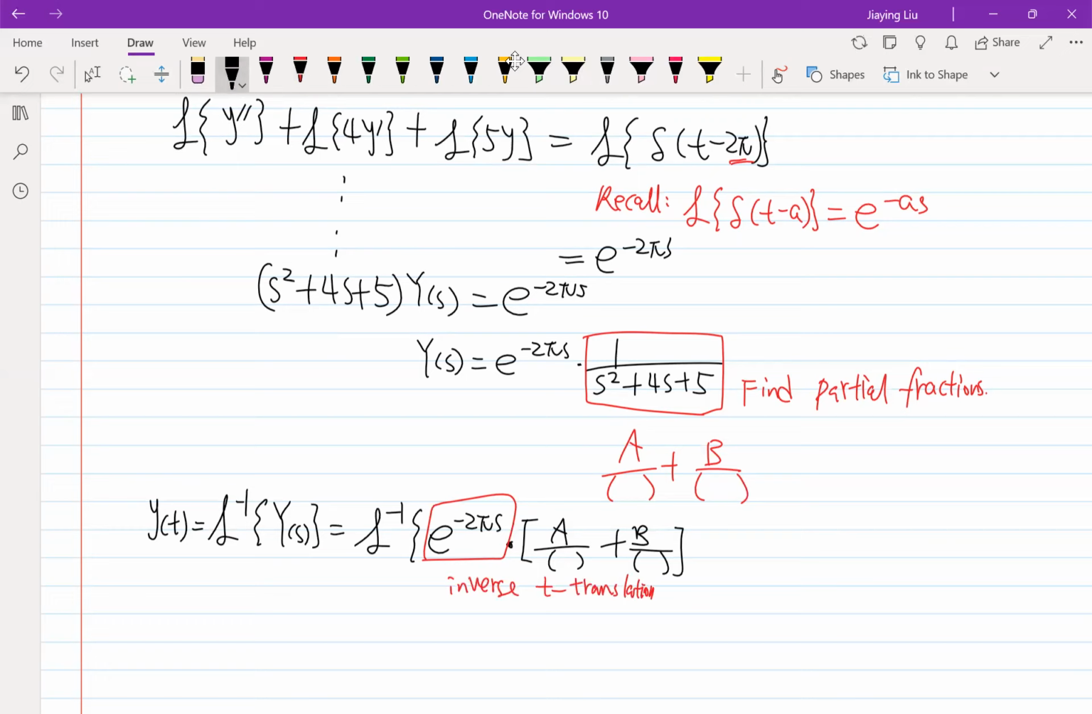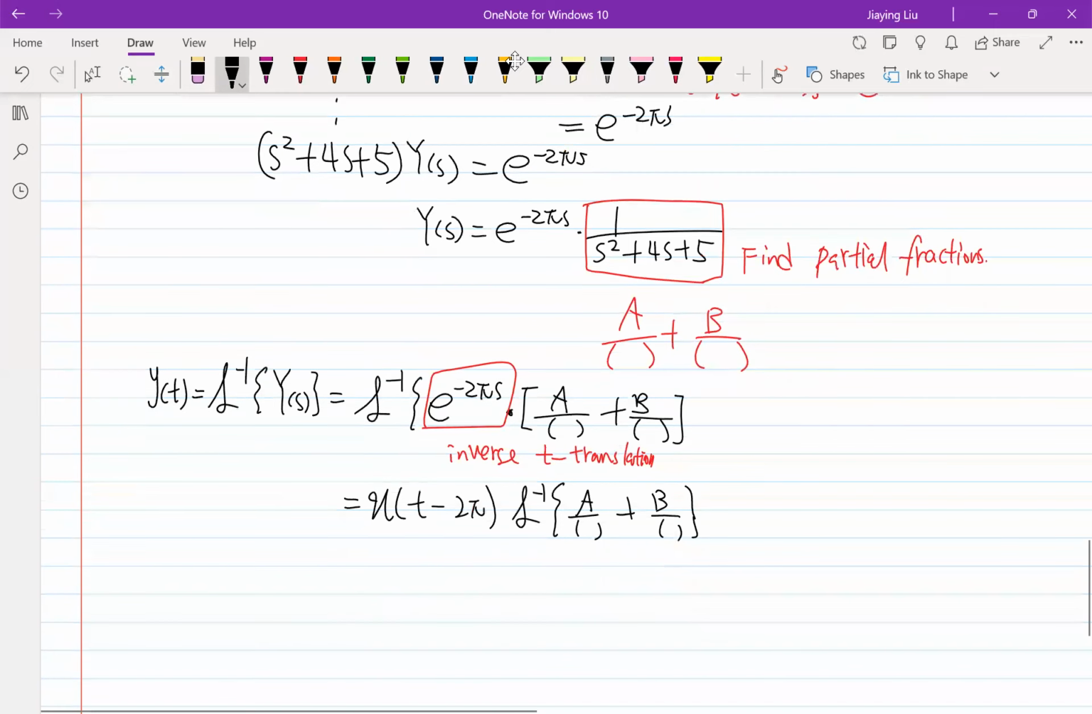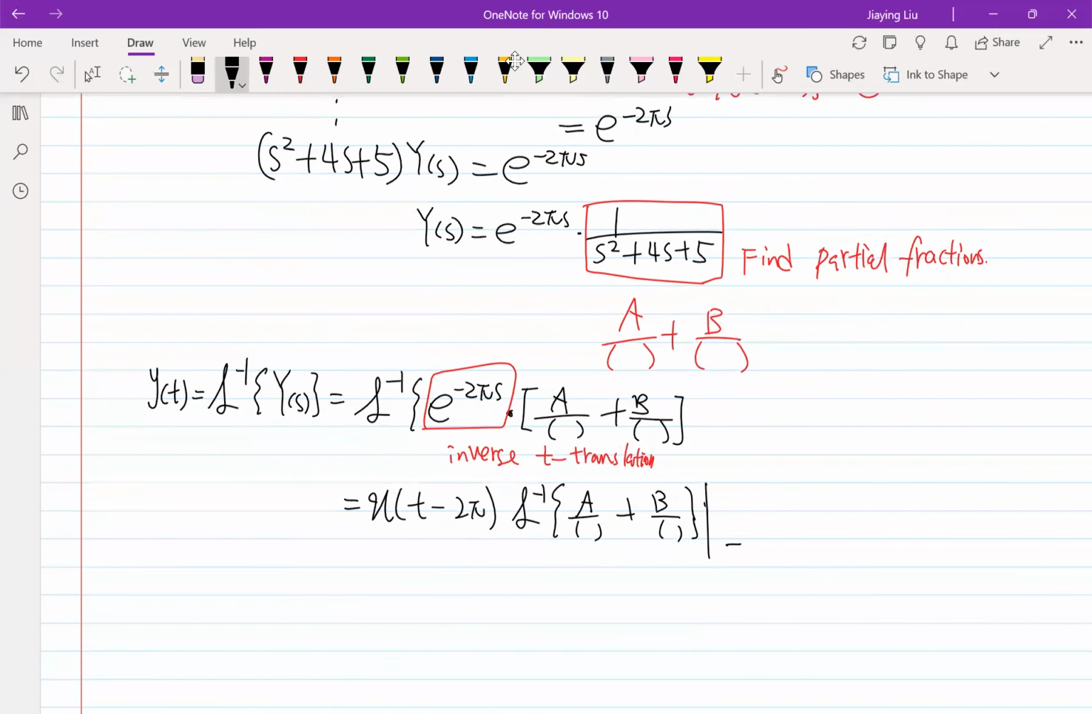And that will give us u function, t minus a, where a is 2 pi in this case, and then the inverse Laplace of this remaining part, a over this denominator plus b over this denominator. And don't forget, in this process, when we apply the inverse t translation, the t goes to t minus a in the very end, so a is 2 pi. So after you find the partial fractions, I'm pretty confident that you can figure out the inverse Laplace of each one of them, and there you have it. Don't forget to substitute the t with t minus 2 pi.